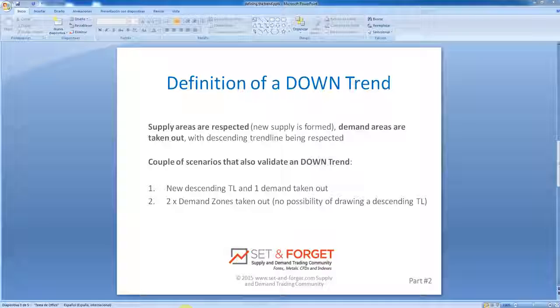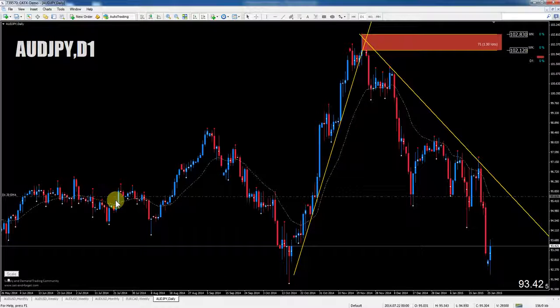So these are the two scenarios. Okay, the classic, the default and core rule for defining a downtrend. Demand areas are being removed and supply areas are being respected, and or new descending trend line, removing one area of demand, or two areas of demand like this and this one taken out, no possibility of drawing a trend line, but we have removed the two opposing areas. That's it. That's all you need to know.